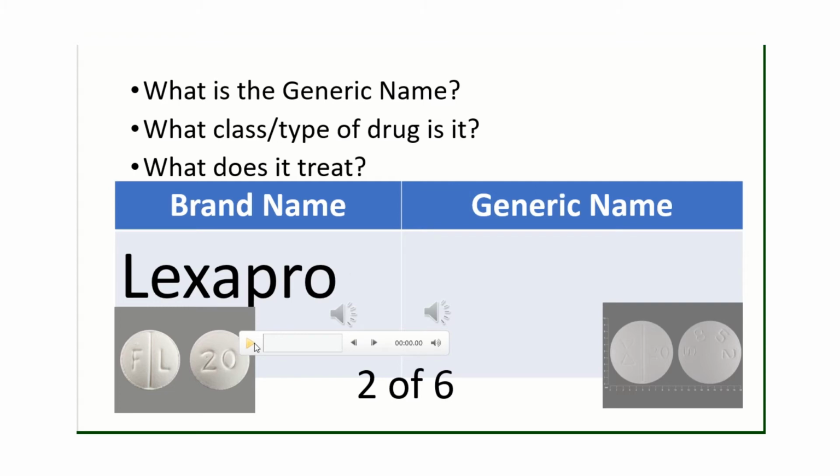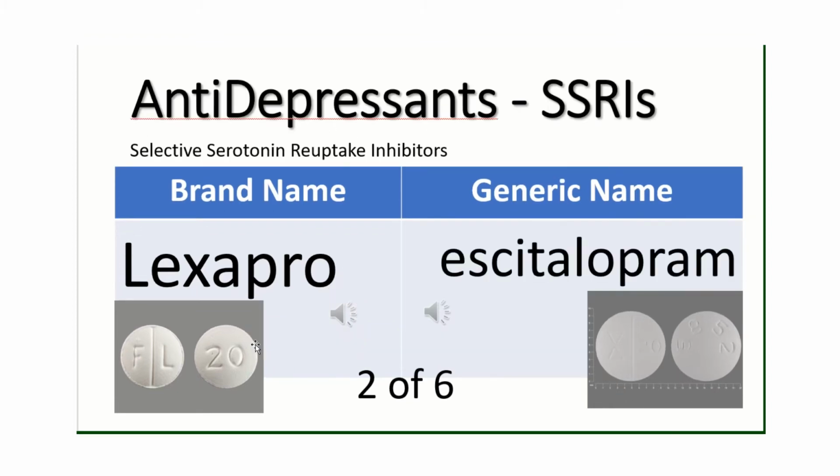What is the generic name for Lexapro? What type of drug is Lexapro? What does Lexapro treat? The generic name for Lexapro is escitalopram. Lexapro and escitalopram are SSRI antidepressants.